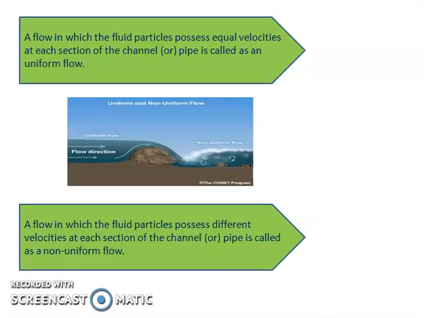Next, we'll see what we mean by a uniform flow and a non-uniform flow. In a uniform flow, the fluid particles will possess equal velocities when the fluid passes through each section of the channel. But in the case of non-uniform flow, the fluid particles will possess different velocities at each section of the channel or pipe.